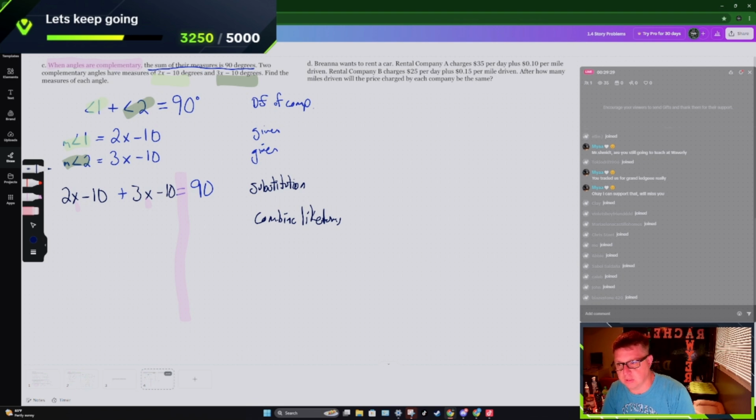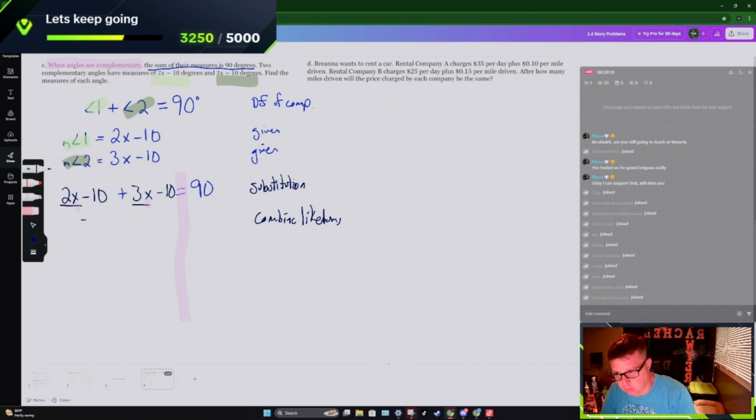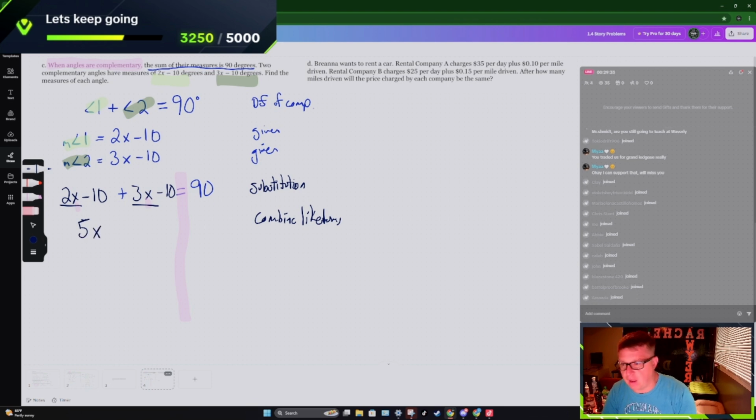So 2x plus 3x: we add 2 and 3 together and get 5x. And then we can do minus 10, minus 10. If you lost $10, then you lost 10 more dollars. What's actually happening is you're losing $20. And then we can bring our 90 straight down. So combining like terms, that's all we did.